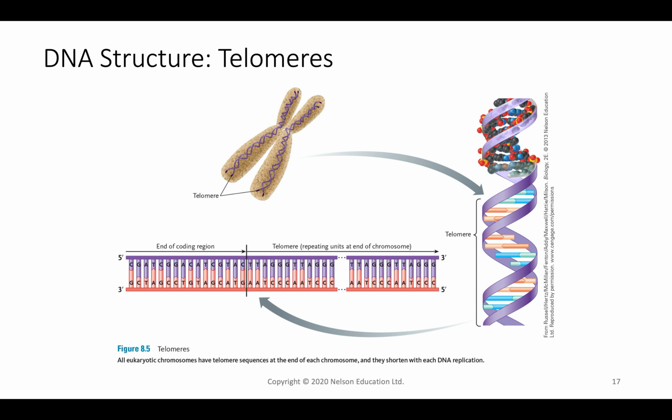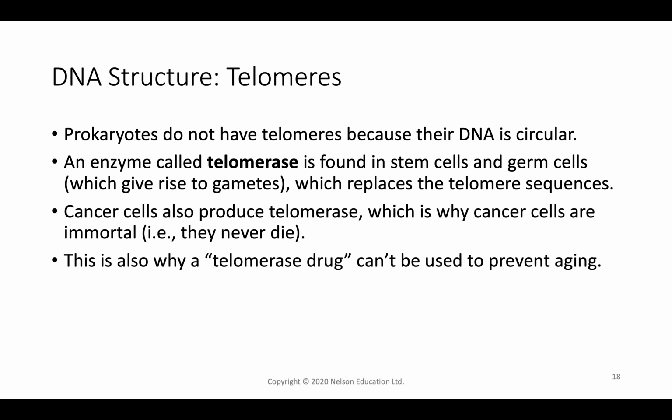So all eukaryotic chromosomes have these special telomeric sequences at the end of the chromosome, which are going to shorten with each DNA replication and get elongated again during the process of embryogenesis. Now, prokaryotes don't need this. Remember, their DNA is not going to be in the shape of the X. It's going to be circular DNA.